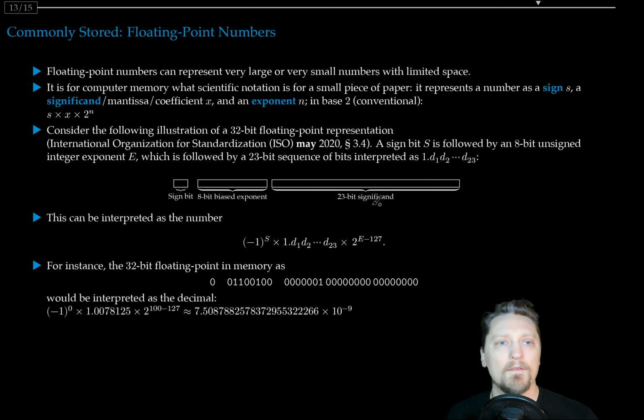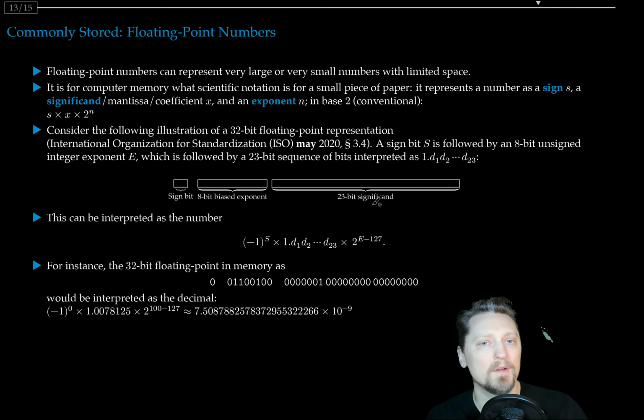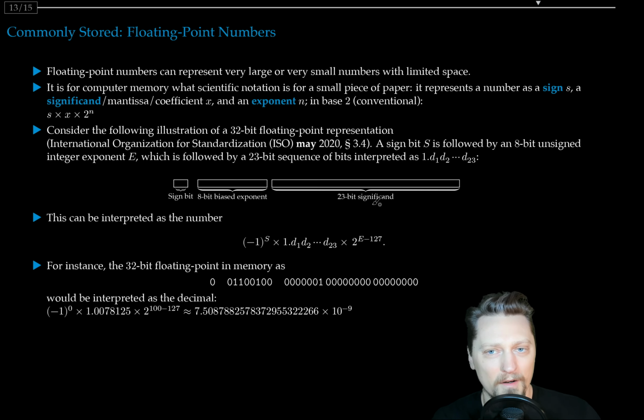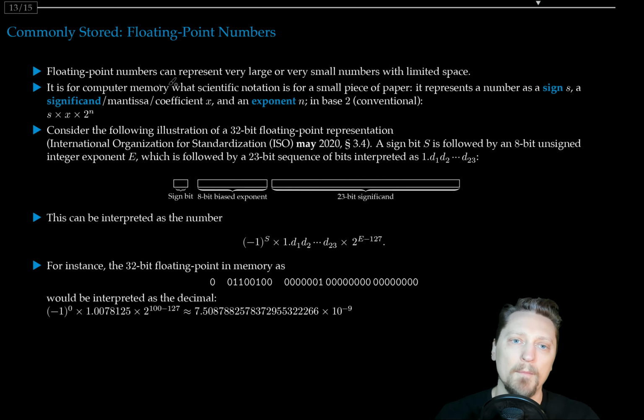Commonly stored, again, floating point numbers. Floating point numbers can represent very large or very small numbers with limited space. It is for computer memory what scientific notation is for a small piece of paper. It represents a number as a sign, a significand, which is also called the mantissa or coefficient x, and an exponent n in base 2, which is conventional: the sign times x times 2 to the n.